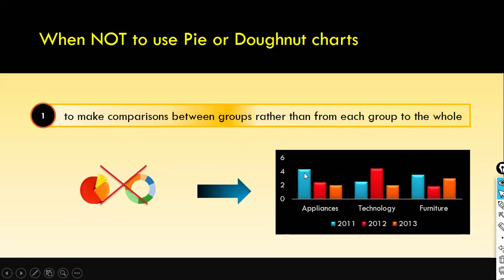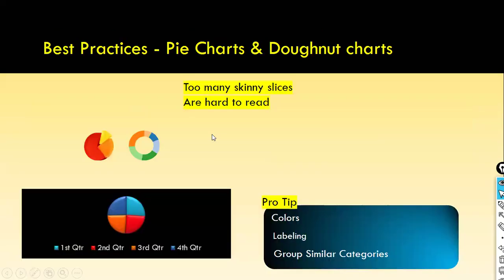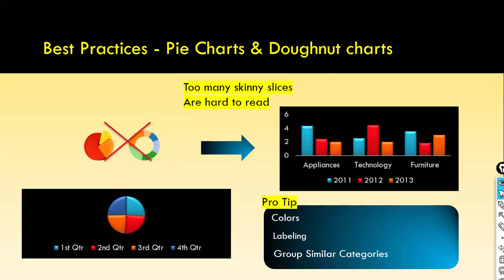But here, you can compare the groups or the categories side by side in the clustered column chart. Definitely in the interview they will ask, how many people correctly answered? Yes, 6 people answered it correctly. The rest of them, no response. Also, too many skinny slices is a disadvantage with the pie chart. If you have too many skinny slices, it is not helpful in that kind of situation.